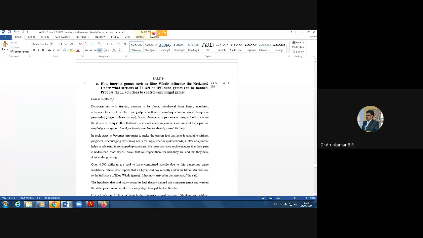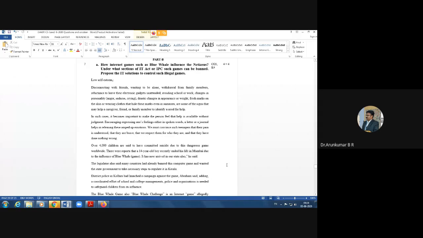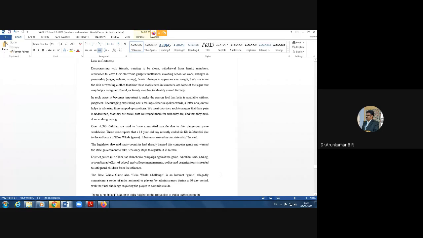Over 4,000 children are said to have committed suicide due to this dangerous game worldwide. There were reports that a 14-year-old boy recently ended his life in Mumbai due to the influence of the Blue Whale game. It has now arrived in our state also. The legislator also said many countries had already banned this computer game and wanted the state government to take necessary steps to regulate. District police in Kollam, Kerala had launched a campaign against the game. Abraham said a coordinated effort of school and college management, police and organizations is needed to safeguard children from the influence of the internet game.